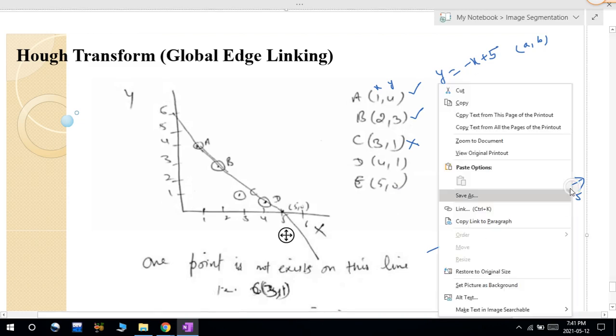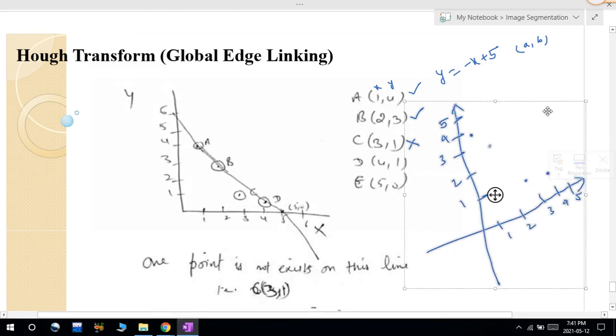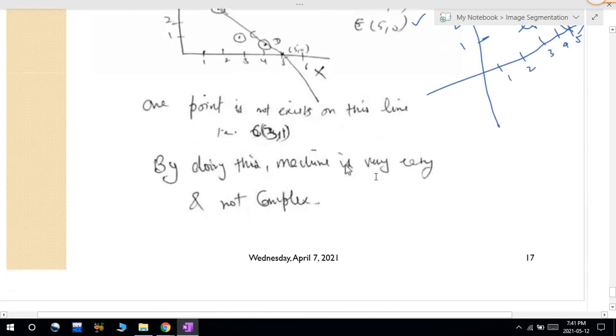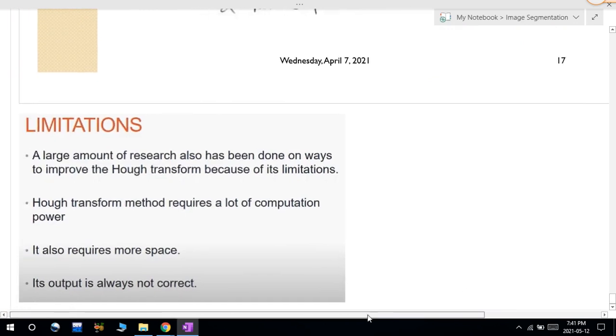Next, after this, if I draw the line, I can draw the line like this. So I can easily say this point is not there in the edge points. Because of this Hough transform, I can easily draw the lines and find out which points will be there in the edges and which are not edge points. So this is the process that we follow in the Hough transform.